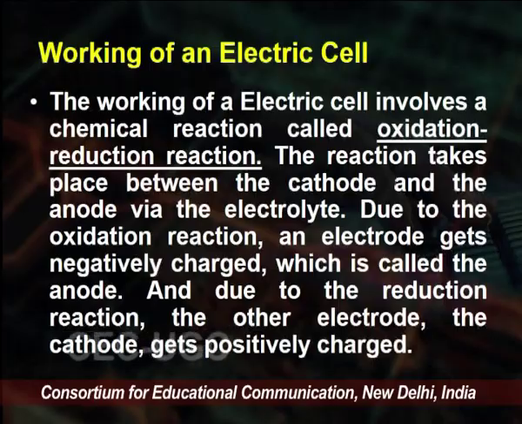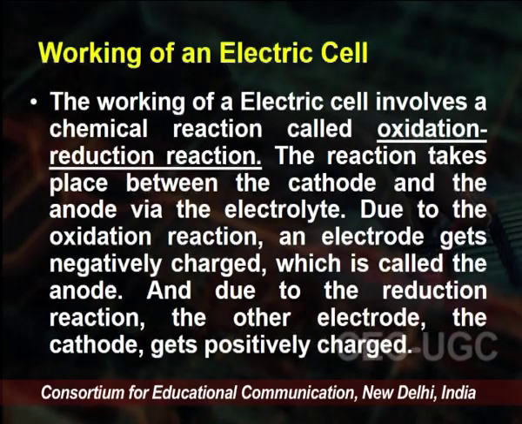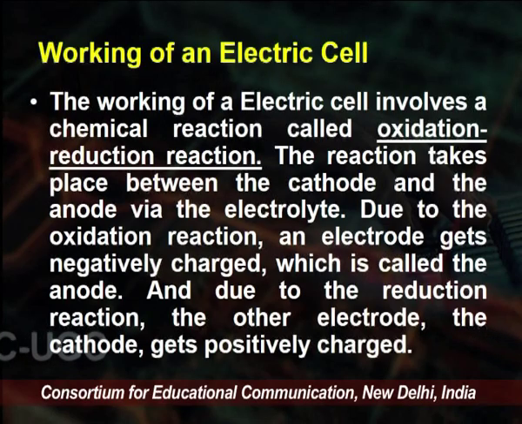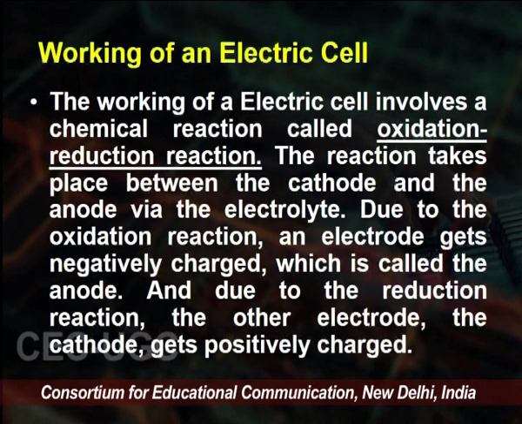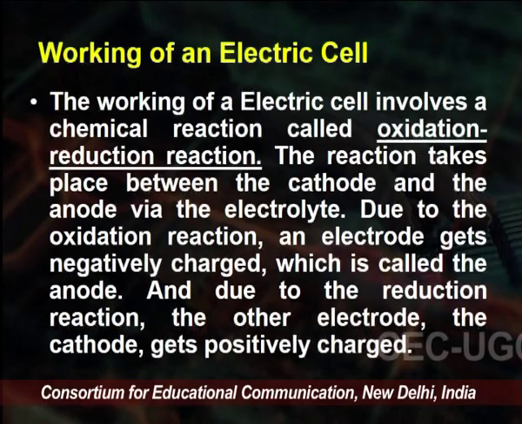Now, how does the electric cell work? As we are seeing here, there is a chemical reaction in the electric cell, called the oxidation reduction reaction. The reaction takes place between the cathode and the anode via the electrolyte. Due to the oxidation reaction, an electrode gets negatively charged, which is called the anode, and due to the reduction reaction, the other electrode, the cathode, gets positively charged.